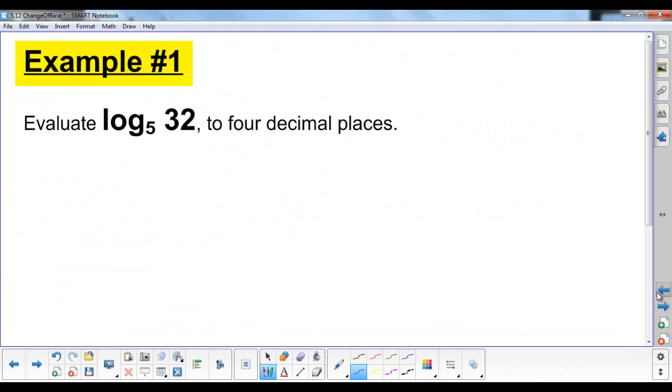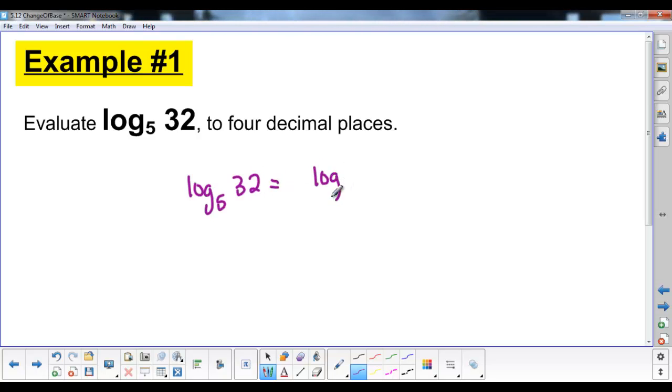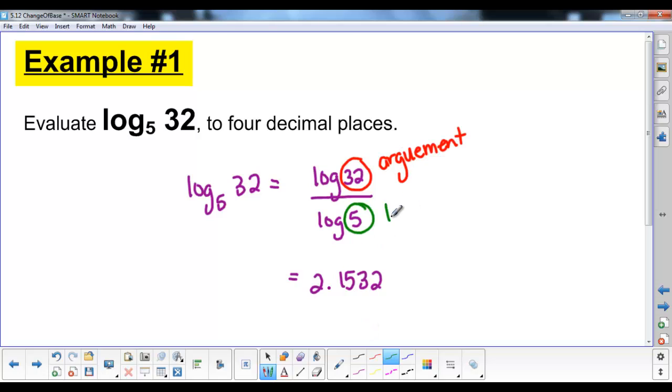So let's try. Let's evaluate log base 5 of 32. Well, based on the formula that we just were given, I can actually change this to log base 10 of the argument divided by log base 10 of my base. And you should end up with 2.1532. So again, just to recap, log of the argument divided by log of the base.